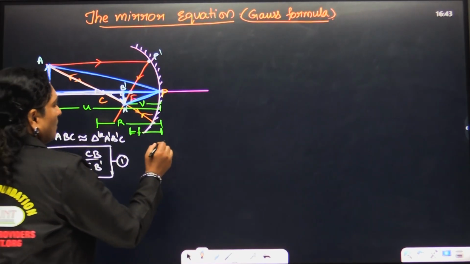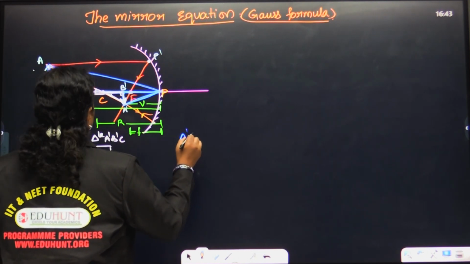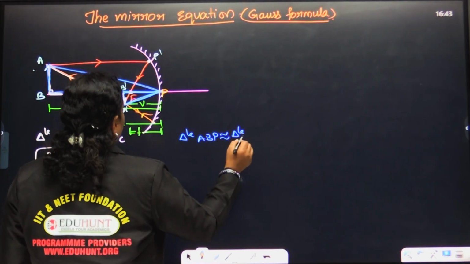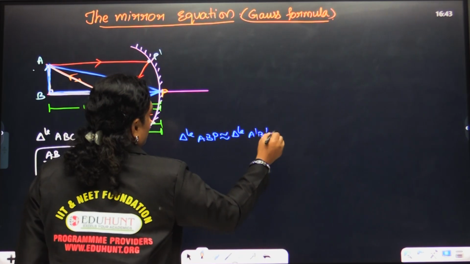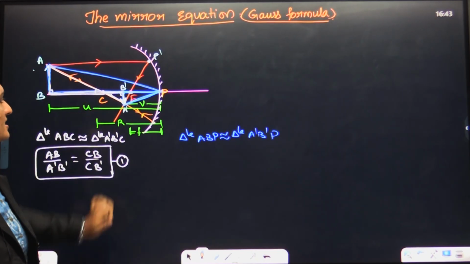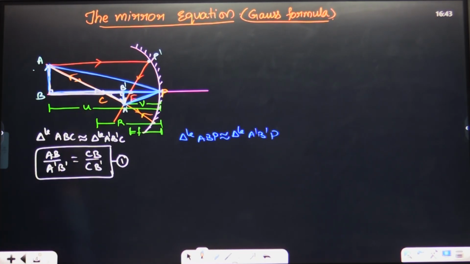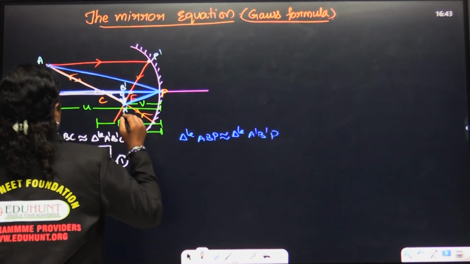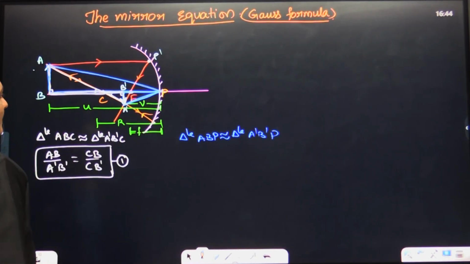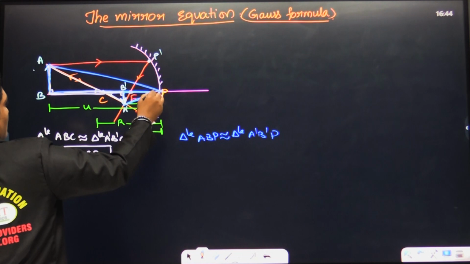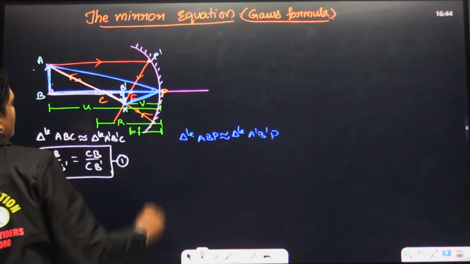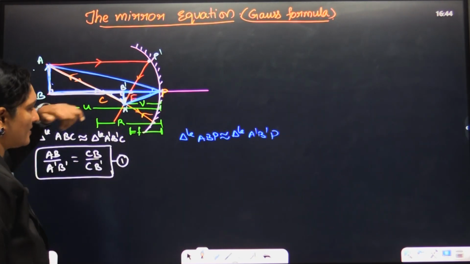So, from the figure, we can also conclude that triangle ABP is similar to triangle A dash B dash P. The reason for this is, again, angle B and B dash are maintained at 90 degrees. This is the common line, and these 2 are parallel lines. Even then, this angle is equal to the other angle, this reflected ray.